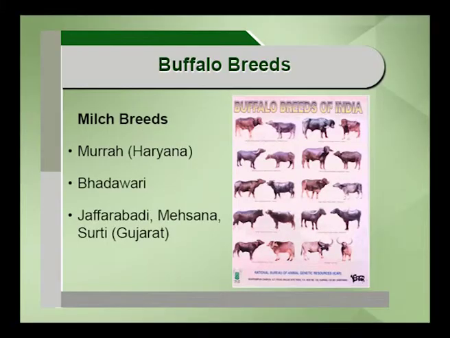Other breeds are there in Gujarat. In the northern part of Gujarat, Jaffarabadi; in the central part, Mehsana; and in the southern part, Surti. That has been properly distributed. The Nagpuri breed is in the Akola and Nagpur region of Maharashtra. Nili Ravi is a very important buffalo breed in the Sutlej river basin. And Toda is a beautiful and wonderful breed in the Nilgiris region in the southern part of our country.